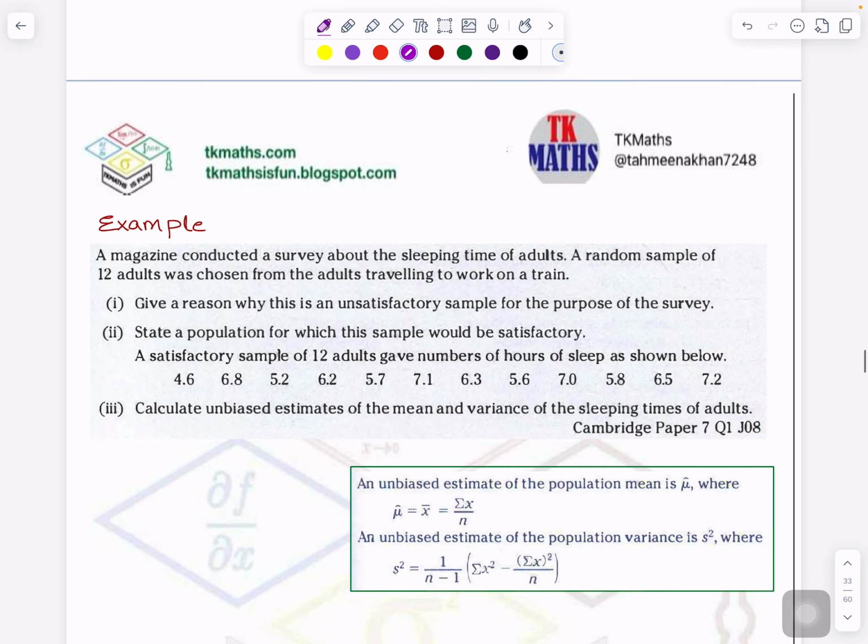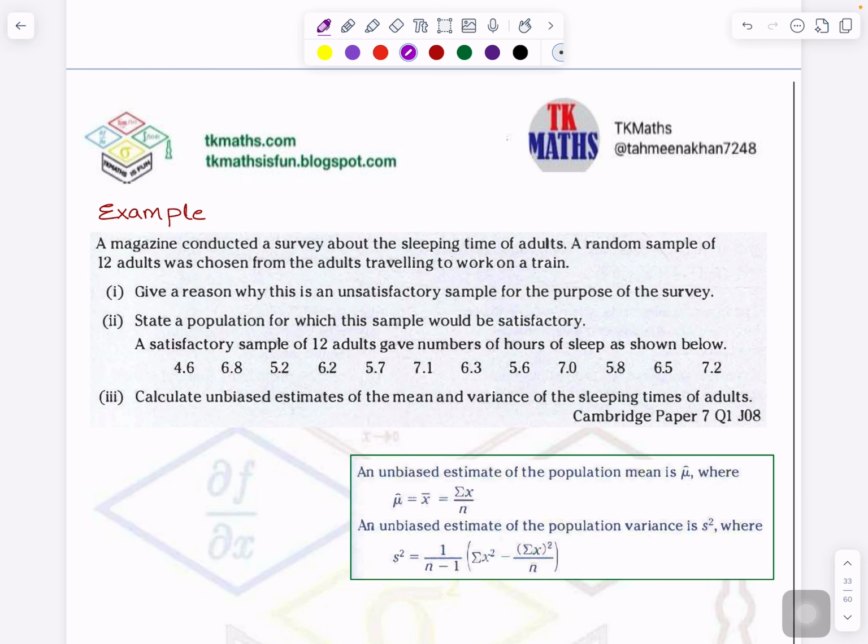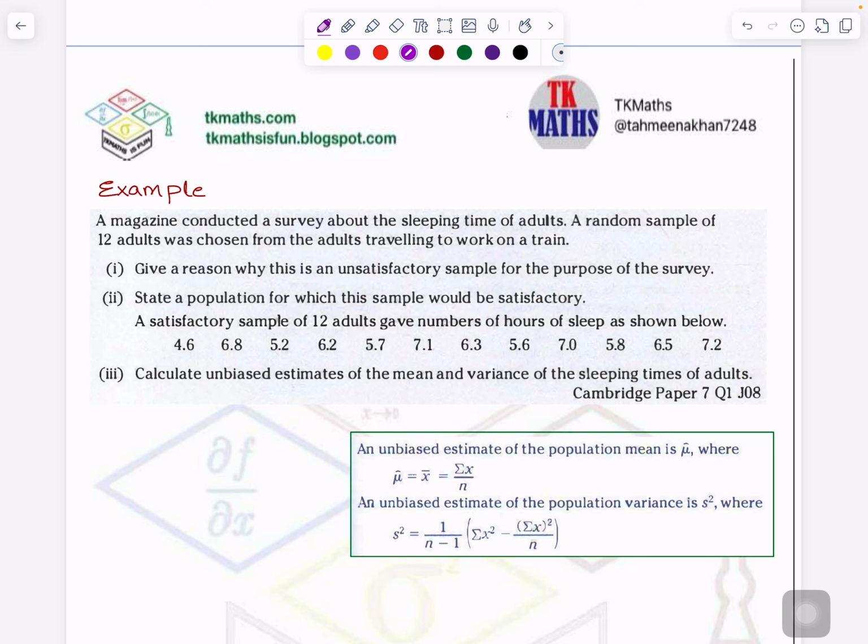So let's start with the example here. This question I have taken from June 2008. A magazine conducted a survey about the sleeping time of adults. A random sample of 12 adults were chosen from the adults traveling to work on a train. Give a reason why this is an unsatisfactory sample for the purpose of the survey.